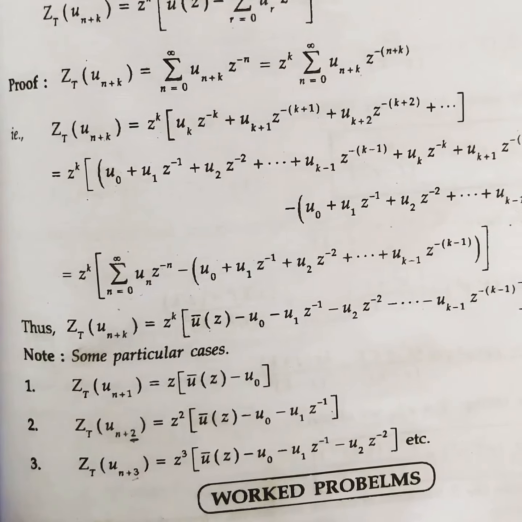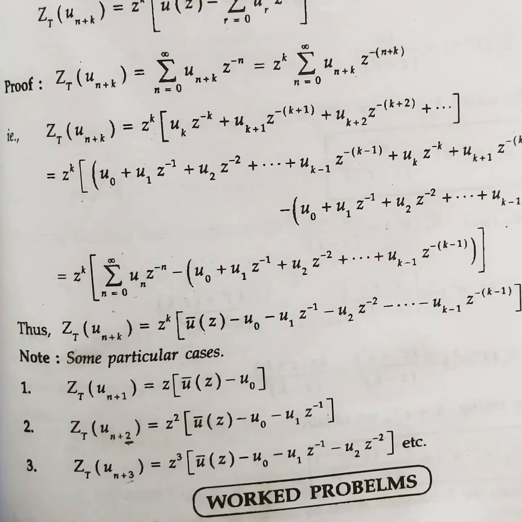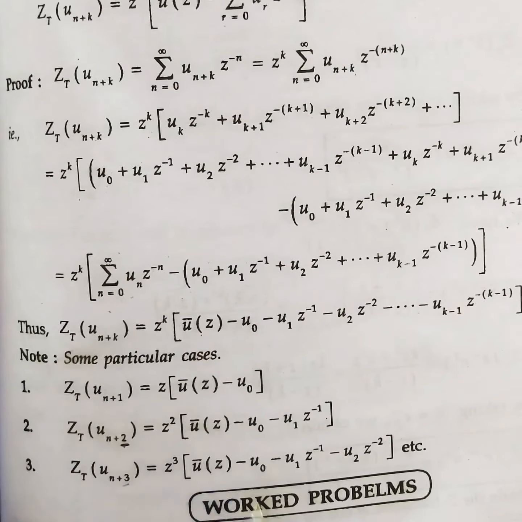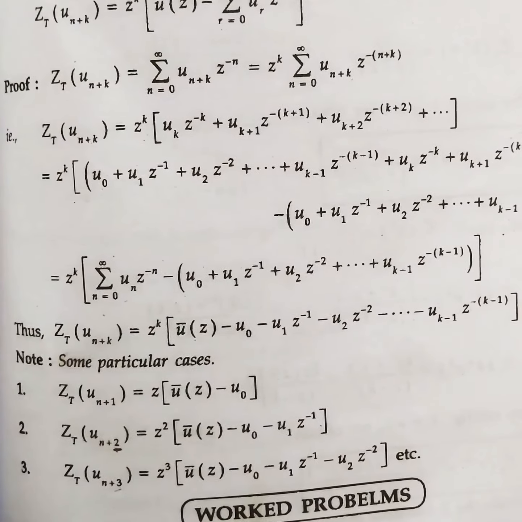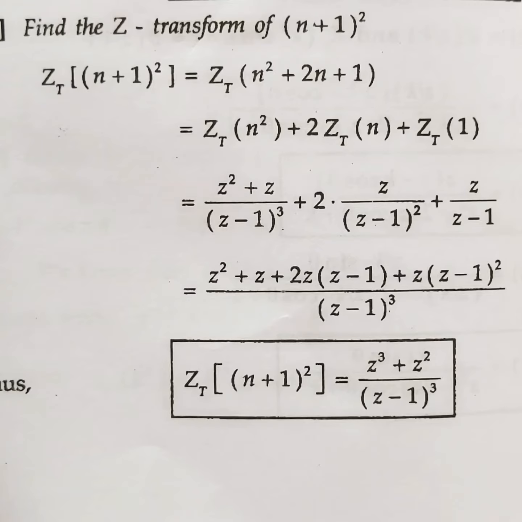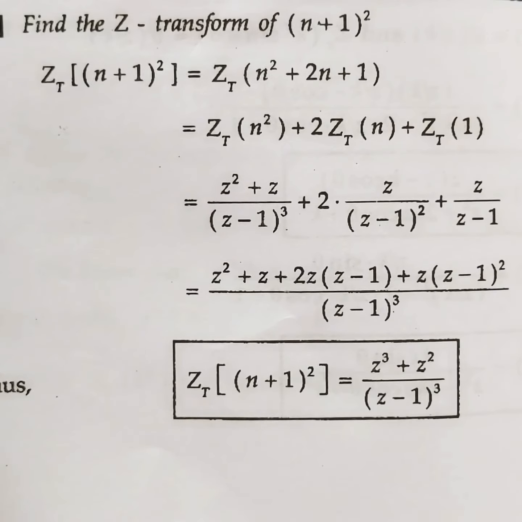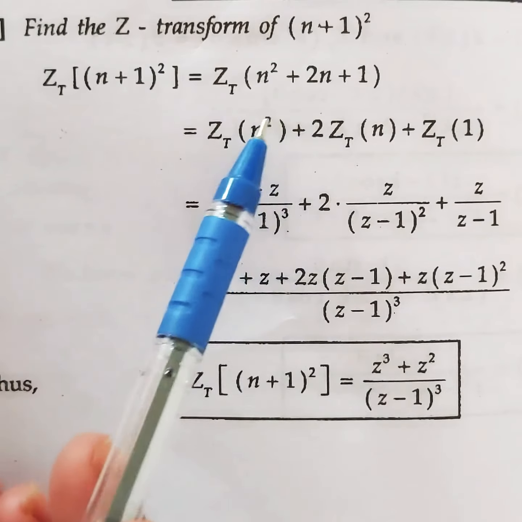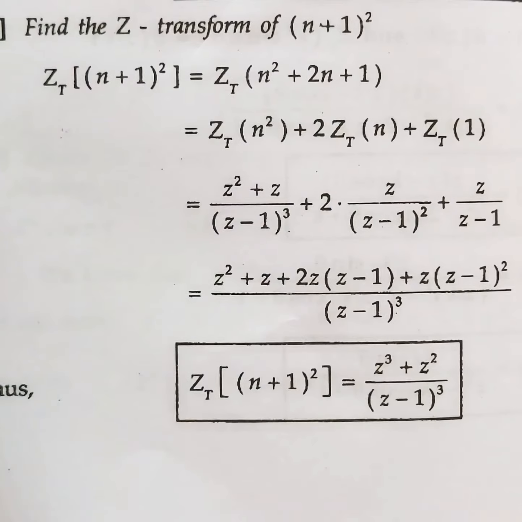Soon we will be solving problems based on this shifting property, that is left shifting as well as right shifting, and this is the frequently used shifting rule in most of the problems. See this problem: they ask us to find the z transform of (n plus 1) the whole square. Here we can expand it, this is easy for us: n square plus 2n plus 1.